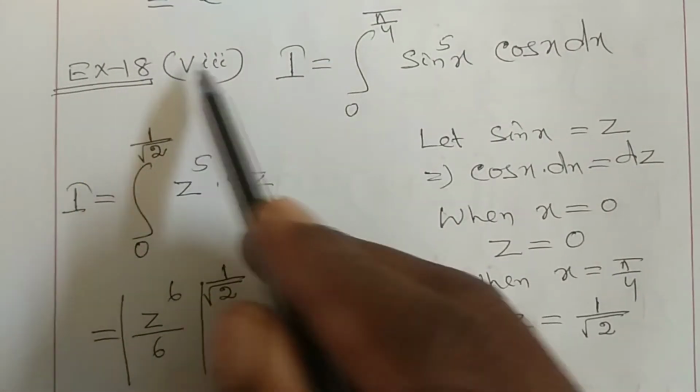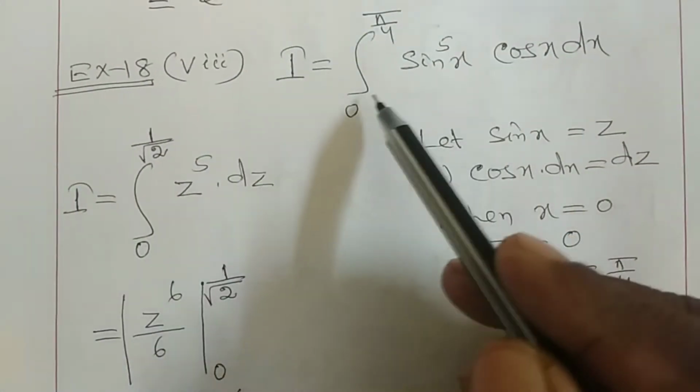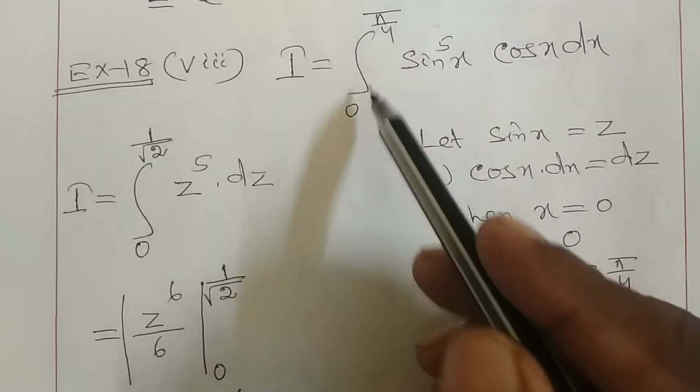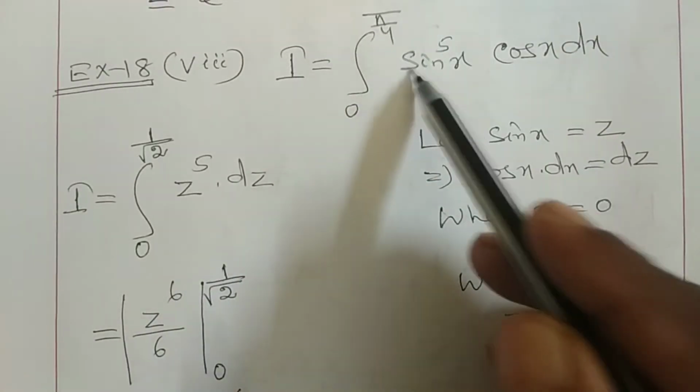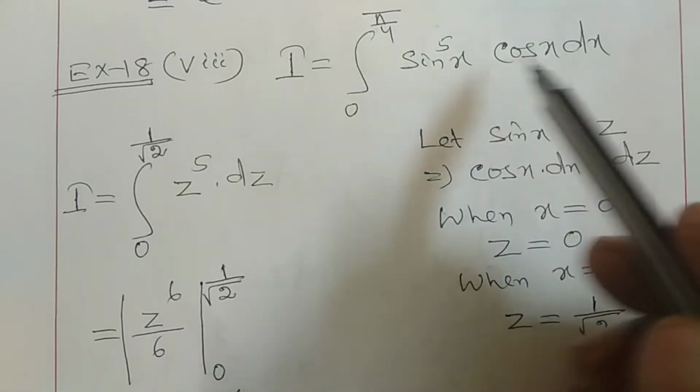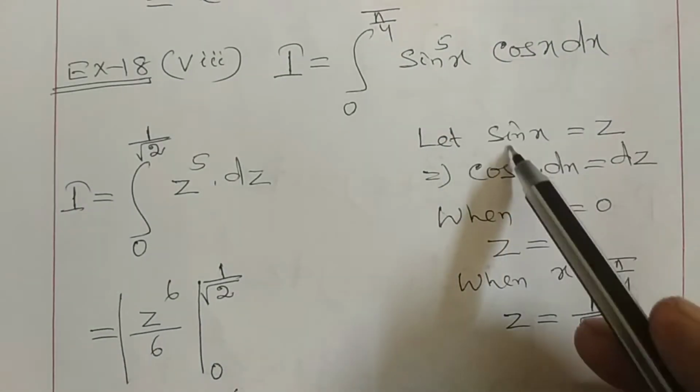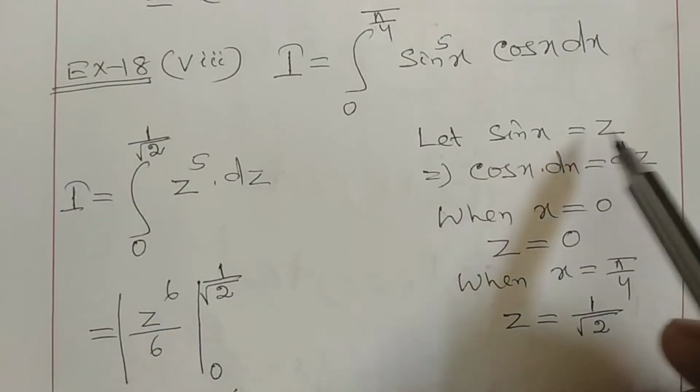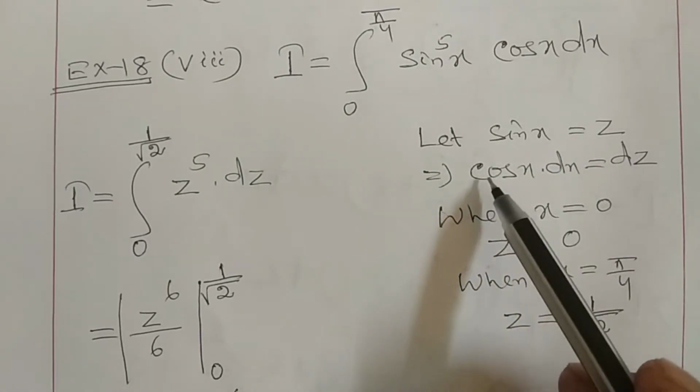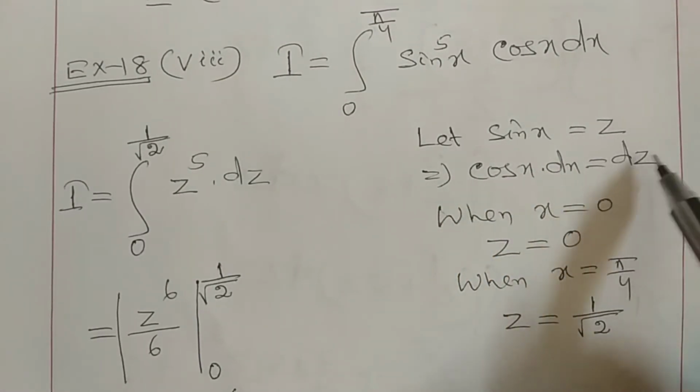Example 18, part VII. Let I is equal to the integration from 0 to pi by 4 of sin power 5 x cos x dx. Let sin x is equal to z. Differentiating both sides with respect to x, we have cos x dx is equal to dz.